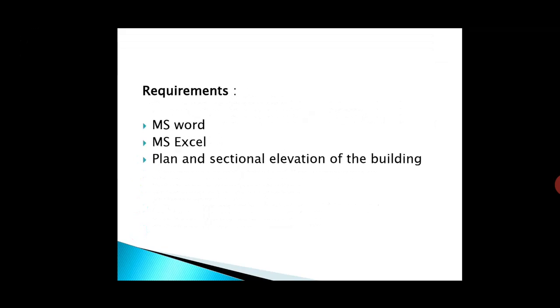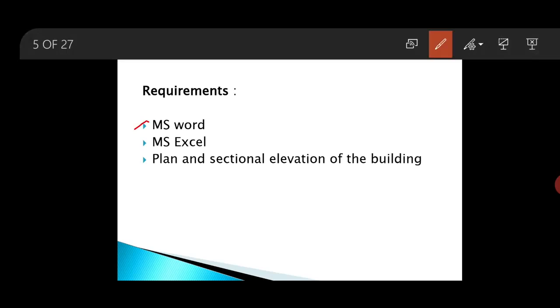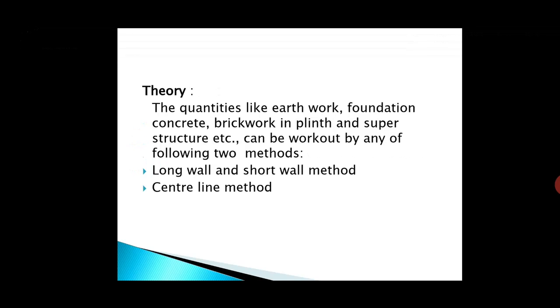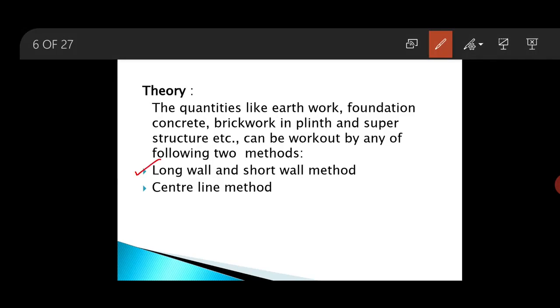Then what will be the requirements for conducting this experiment? So the first one is MS Word, then MS Excel and plan and sectional elevation of the building. Then what is long wall and short wall method? The quantities such as your earthwork in excavation, concrete work in foundation, brick work, so these can be found out by any of the two methods. So one is long wall and short wall method, second one is center line method.